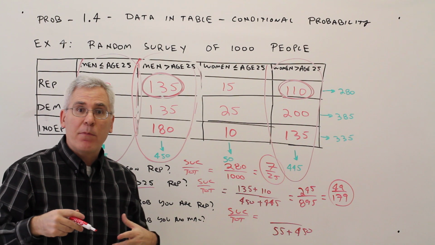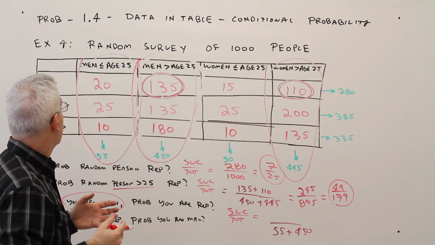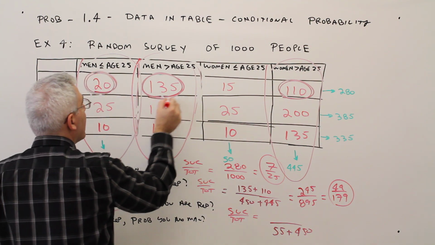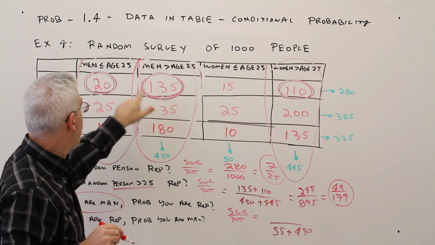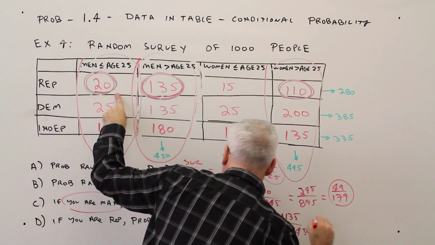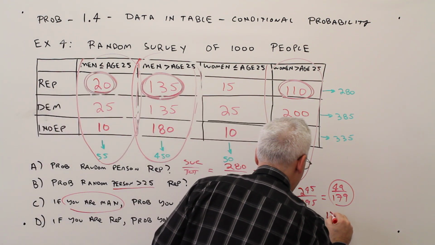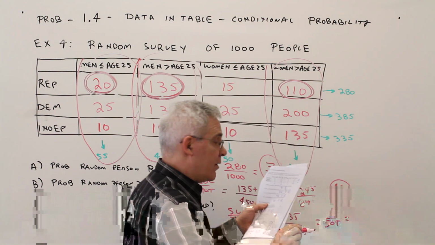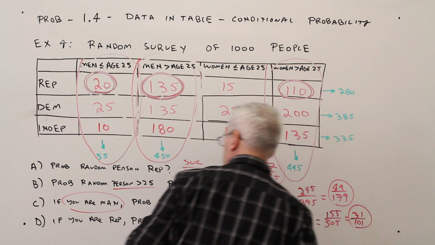Now I've got to find out my successful outcomes. Not only are you a man, but you're also Republican. That's a man and Republican, and that's a man and Republican. Those would be my successful outcomes, so 20 plus 135. I'll compute that right here. That would be 155 over 505, which reduces to 31 over 101.